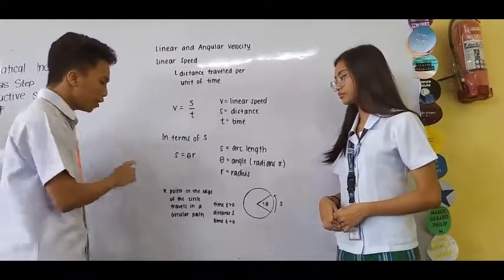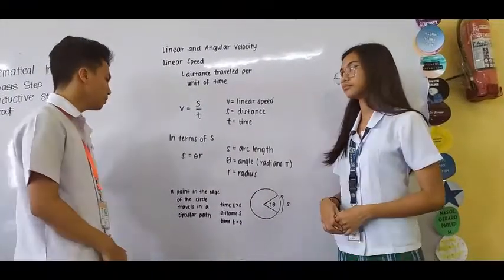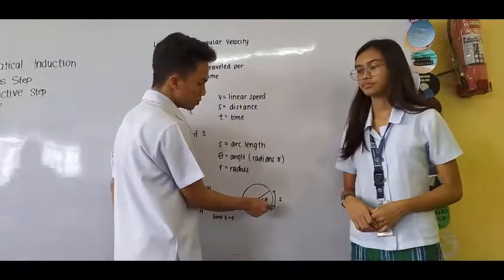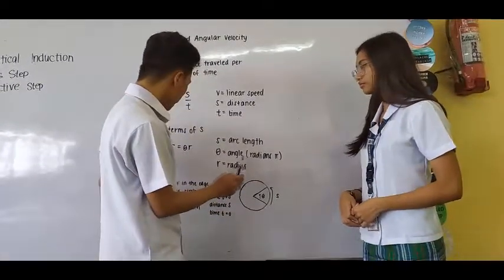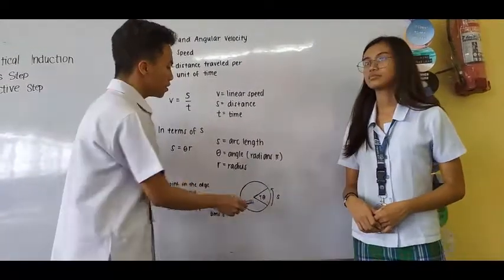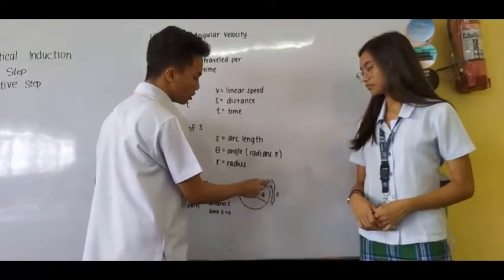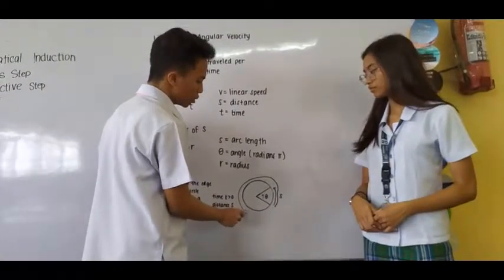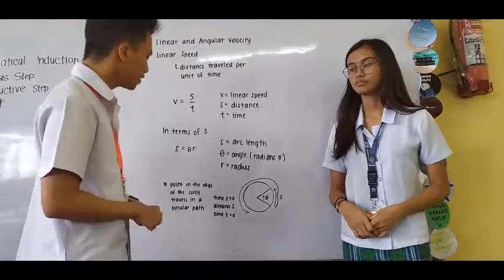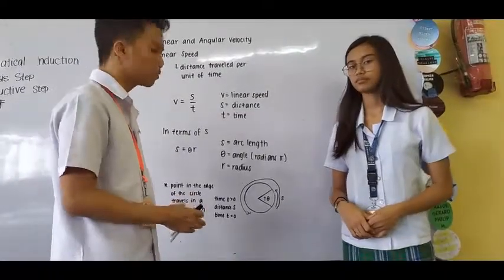So a point on the edge of the circle travels in a circular path. So in this circle, the linear speed is defined as the distance traveled by a certain point. For example, you started here at this point, and we are about to measure the distance traveled until here. That is just an example of linear speed, where time t is greater than 0. Distance s at time t is equal to 0.